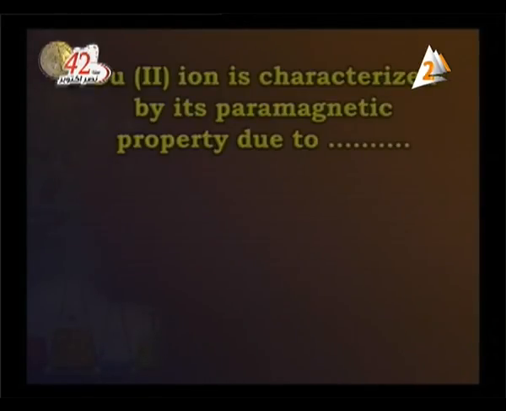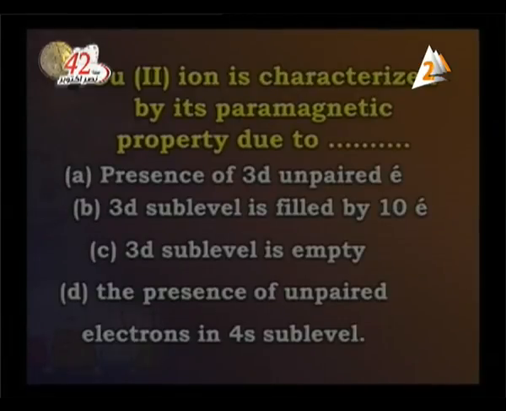Next point. The copper 2 ion is characterized by its paramagnetic property due to what? Is it the presence of 3d unpaired electrons, or 3d sublevel is filled by 10 electrons, or 3d sublevel is empty, or the presence of unpaired electrons in 4s sublevel. If you think about it, my dear student, yes, it will be the presence of 3d unpaired electrons.